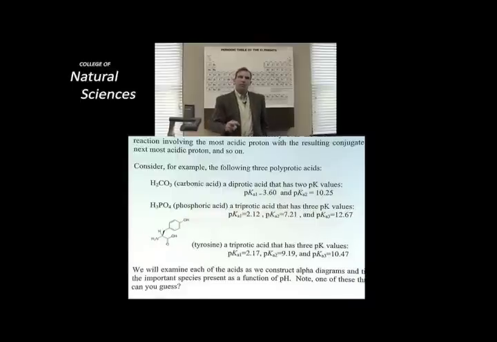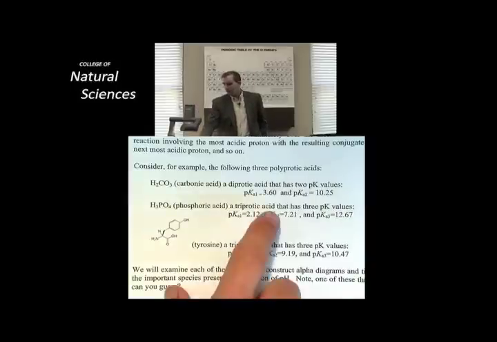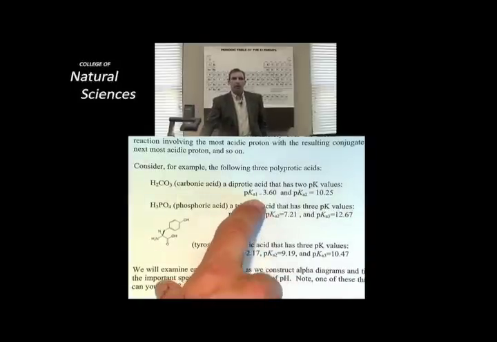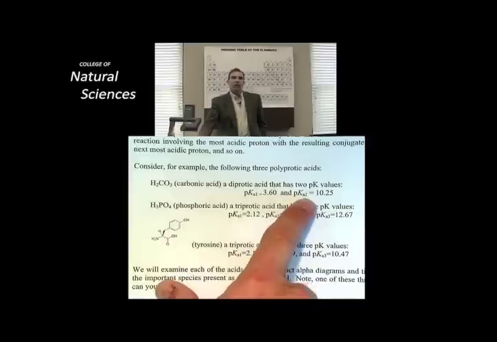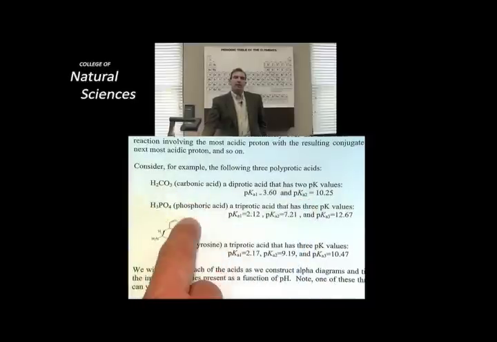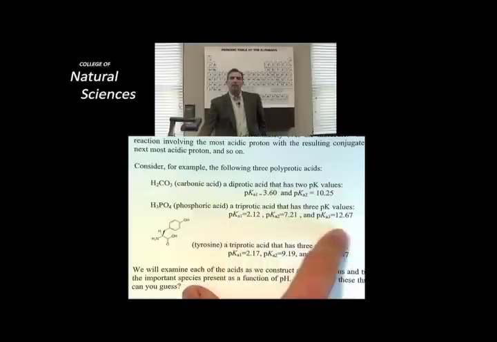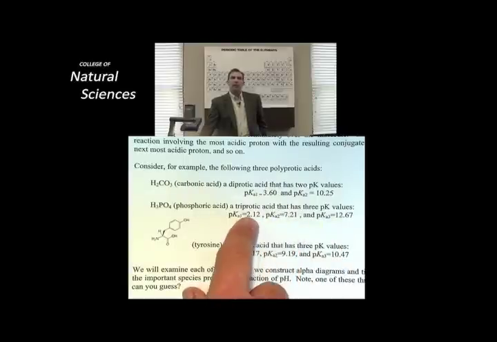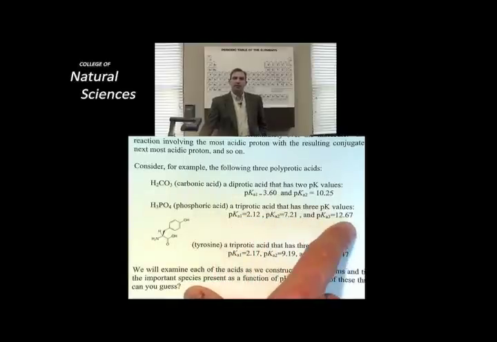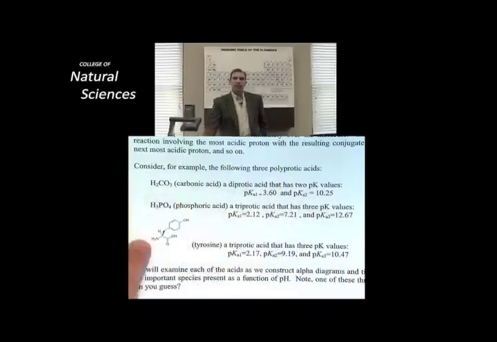So if I've got two sites for protons, I've got to have a Ka for the first one, a Ka for the second one. Let's just number them, the Ka1 and the Ka2. If I've got three sites, I must have three K values, Ka1, Ka2, and Ka3. Here's another with three sites, a Ka1, a Ka2, a Ka3.